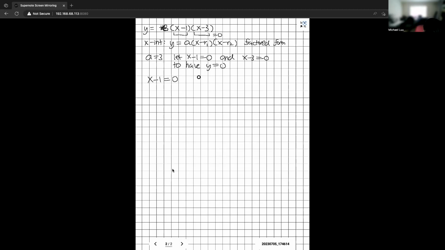x minus 1 is equal to 0. I'm going to move the +1 to both sides. Those cancel, and I get 0 plus 1 is equal to 1. And then I have x minus 3 equal to 0. I'm going to add 3 to both sides and have x alone. Now I see that I cancel out the -3 and 3. And lastly, 0 plus 3 is 3. So therefore, my x-intercepts are (1, 0) and (3, 0). Not too bad. What I then have to do is figure out my line of symmetry.